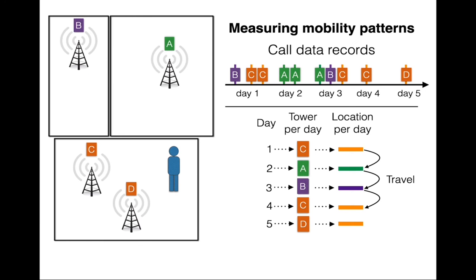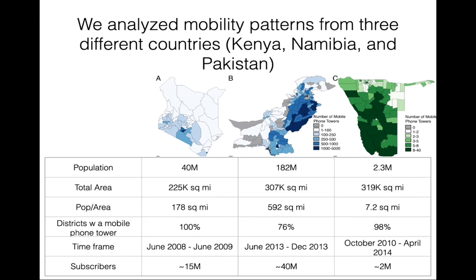Briefly, the way these data are processed is that when an individual subscriber is making or sending calls or texts or data, we can infer their most used routing tower and location where they're spending the majority of their time per day or per hour. Using these location estimates, we then infer travel based on when an individual subscriber does or does not change location. Here's an example of work we did a few years ago where we analyzed mobility patterns inferred from mobile phone data from 3 different countries, Kenya, Pakistan, and Namibia.